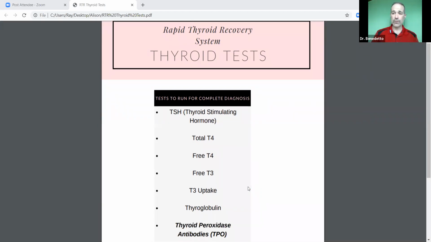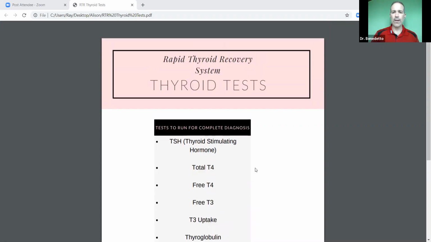So that way, if you want to go to your doctor and say, hey, look, I think I have a thyroid problem because I have all these symptoms. Can we please run these tests? Or, hey, I have a thyroid problem and we've been treating it for all this time and we've never run most of these tests. So that way you'll have it as a download PDF. It's yours to keep, my gift to you.